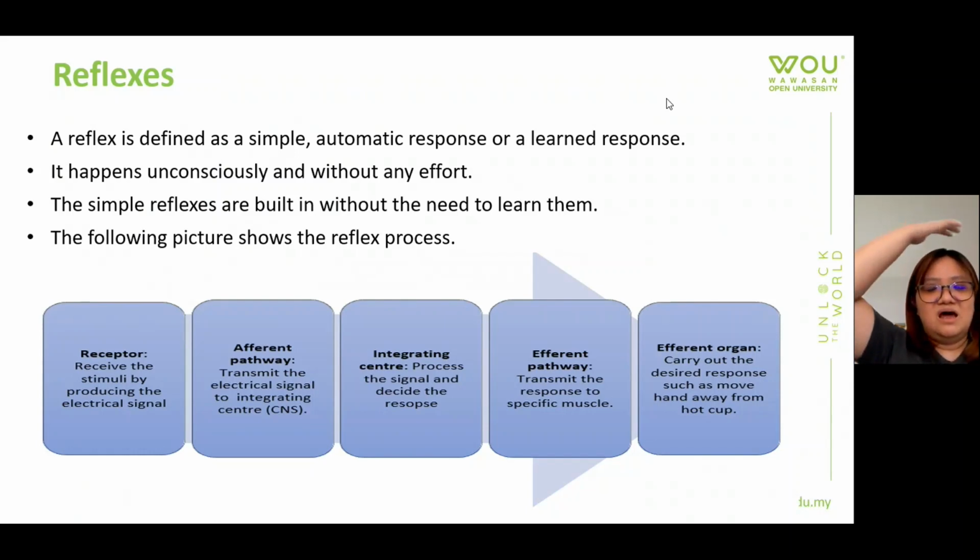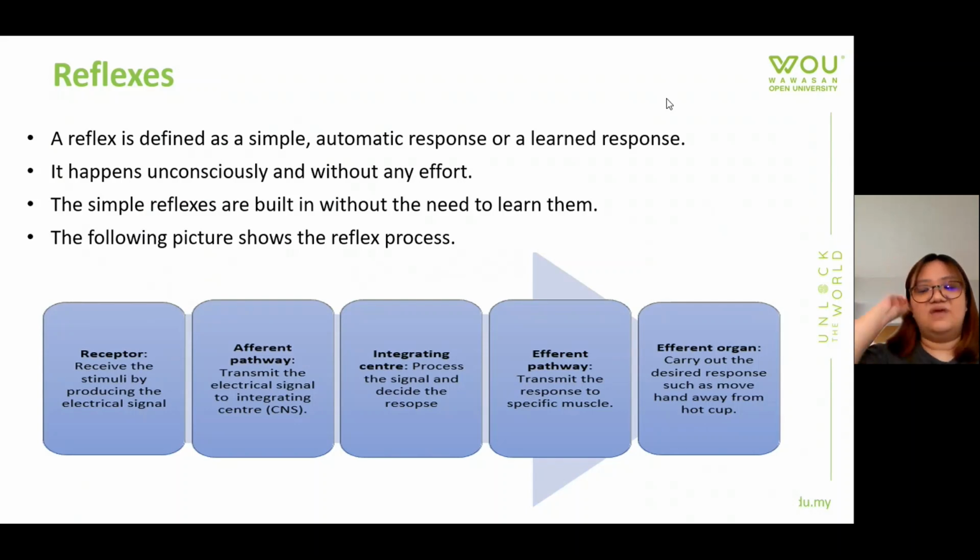And after that, our central nervous system will start to process the signal, and then decode the response. So the information will be sent through our afferent pathway, transmitting the response to a specific muscle, or to the rest of our body. So our muscles, by that time, will start to strain and prepare us to react.